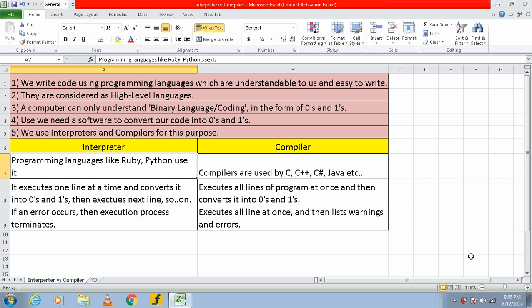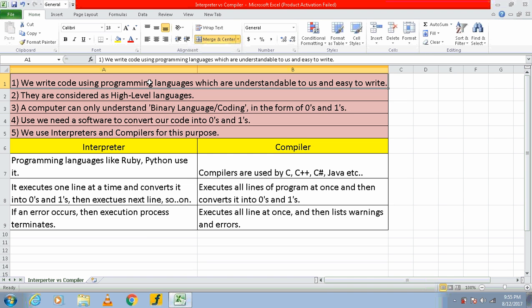In this video, let's see the differences between interpreter and compiler. We usually write programs using any one of the programming languages like C, C++, C#, Java, Ruby, Python, or any other. So we write code using any of the programming languages which are understandable to us and are easy to write. These are considered as high-level languages.